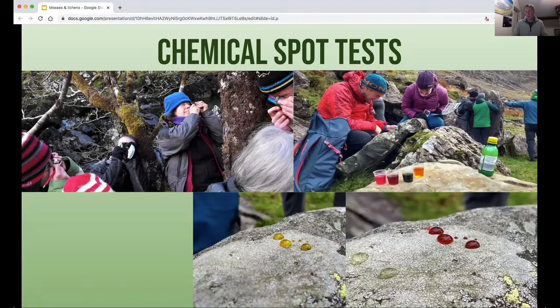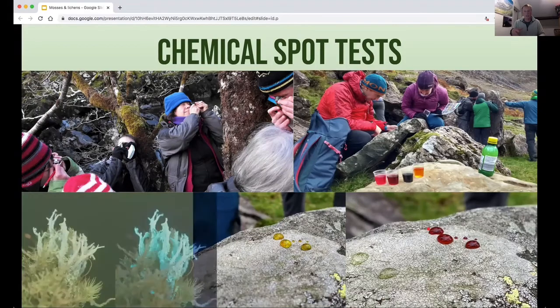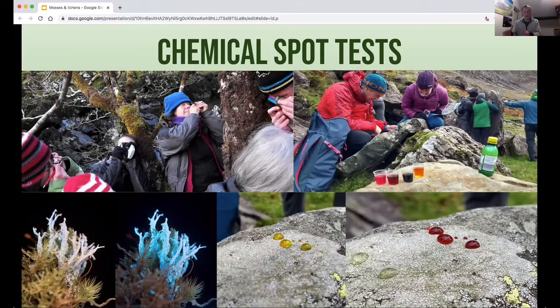Chemicals used are bleach and caustic soda, both very toxic. You've got iodine, you've got a weak acid like lemon juice. So a certain chemical would give a certain response to a certain lichen. So you need to know what you're looking for and what the reaction would illustrate. So I'd take a little dab, look at the reaction, and then wash it off soon afterwards to dilute it and do less damage.